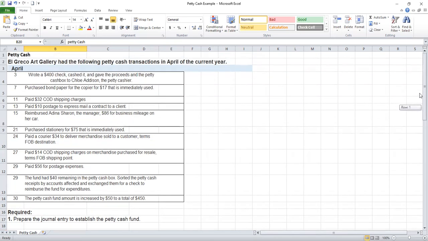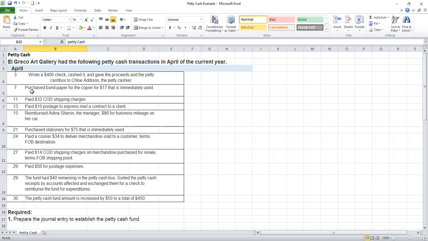Okay. Next, a whole month goes by. You see, April 7th through 30th, we have a whole month of spending this petty cash money. So what happens is, as each thing goes by, you want to organize what you're spending this stuff on. Because you're going to have to put these into specific expense accounts at the end of the month.